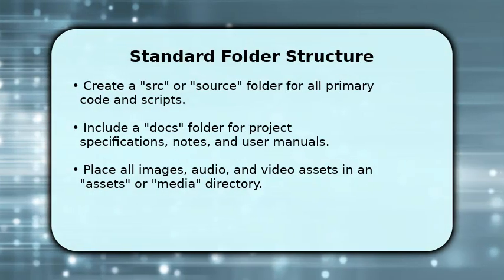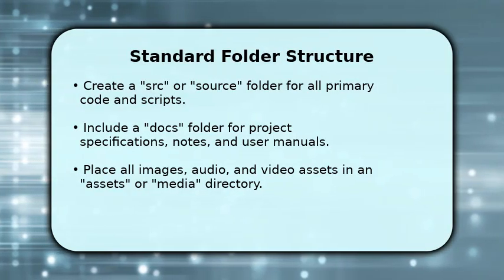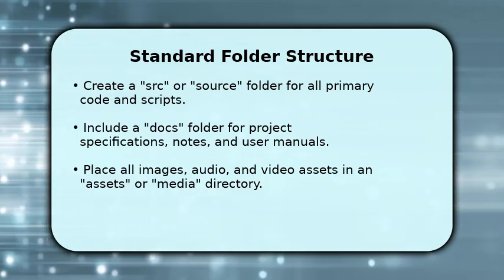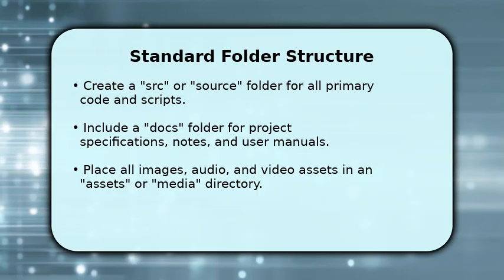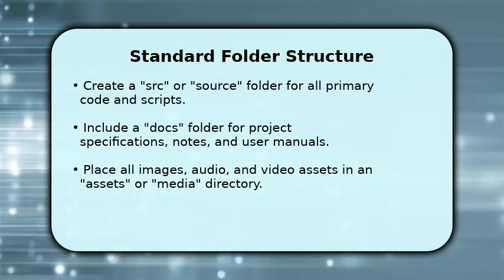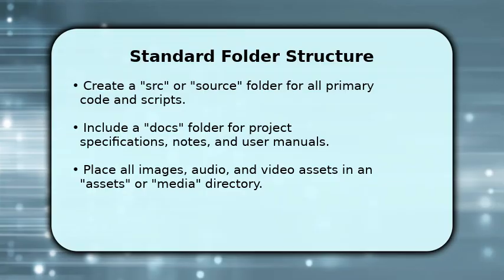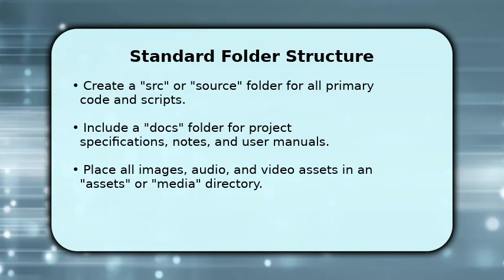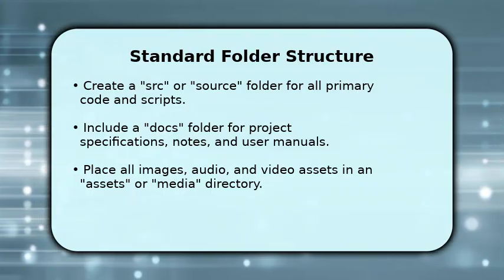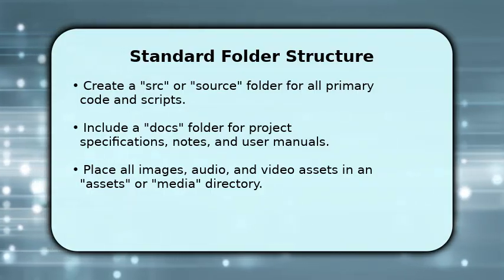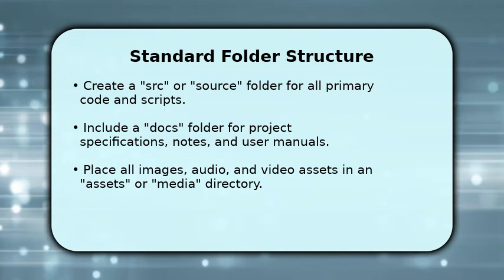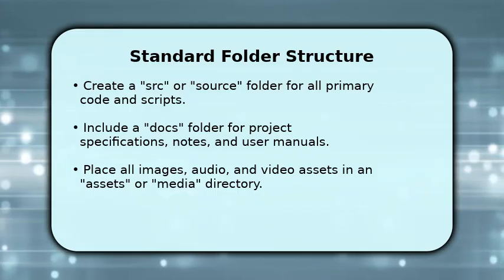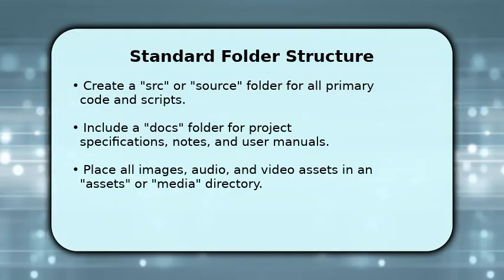Now, let's dive into a standard folder structure that works for many projects. You'll want a source folder for all your primary code and scripts, keeping your core work neatly together. Then, a docs folder is essential for all project specifications, notes, and user manuals, ensuring important information is always at hand. For creative elements, an assets or media directory will house all your images, audio, and video. Finally, an output or build folder is perfect for compiled files and final deliverables, keeping your finished products separate.